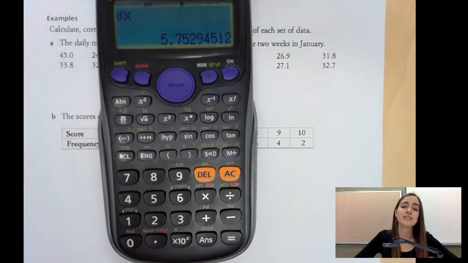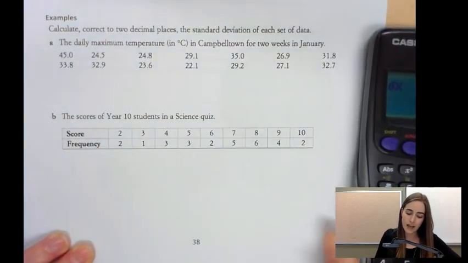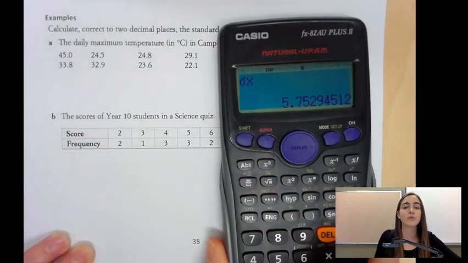And that's going to tell us that our standard deviation is 5.8. Oh, sorry, it wanted it to two decimal places. So let's write that as 5.75.